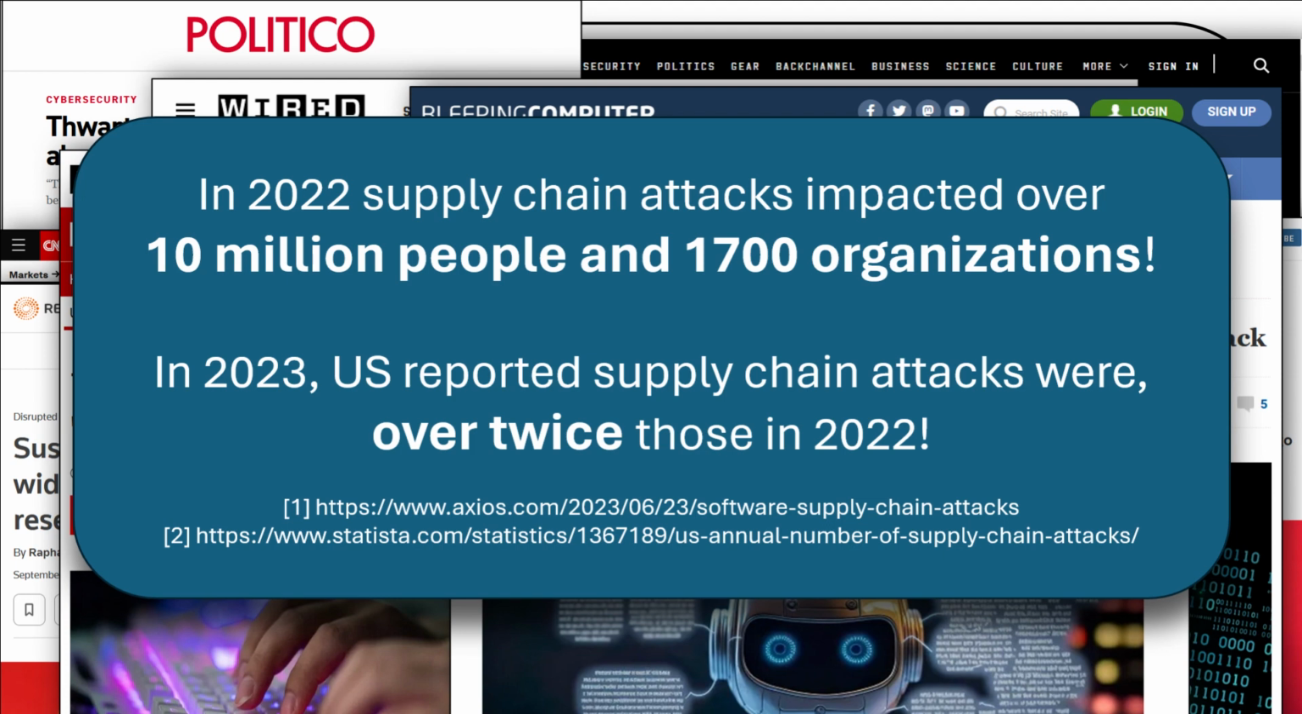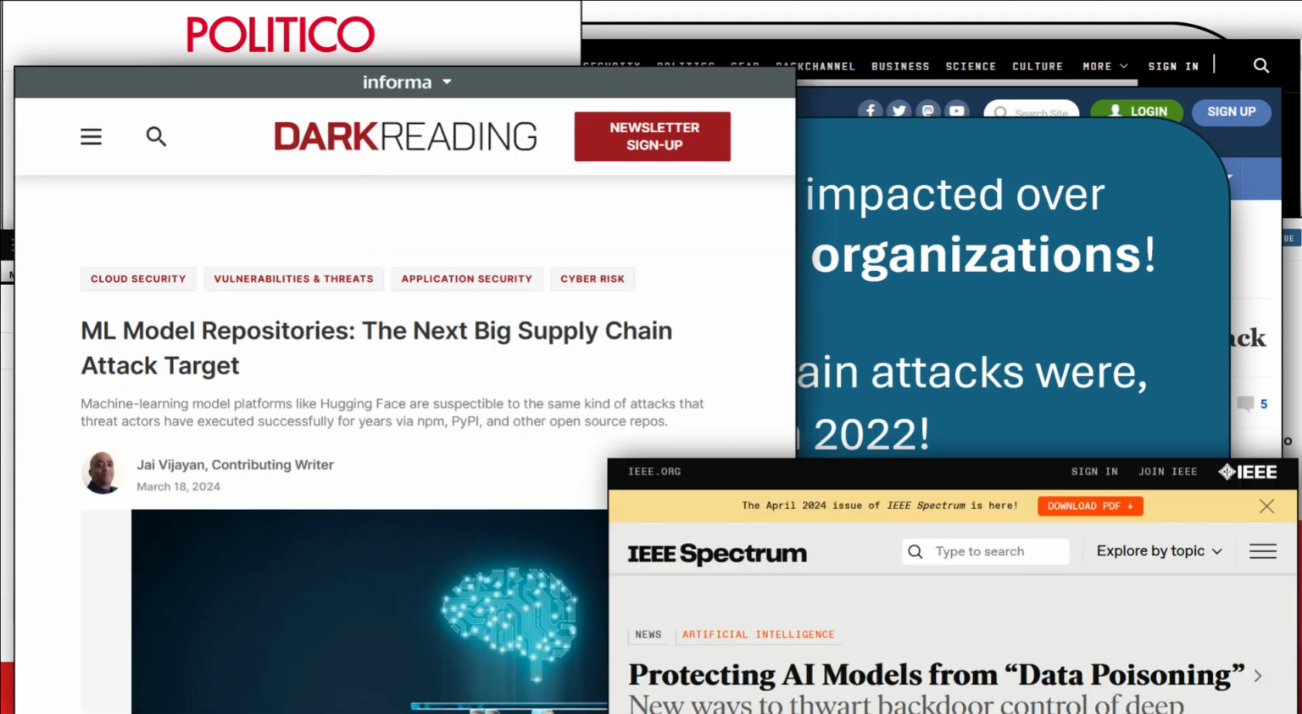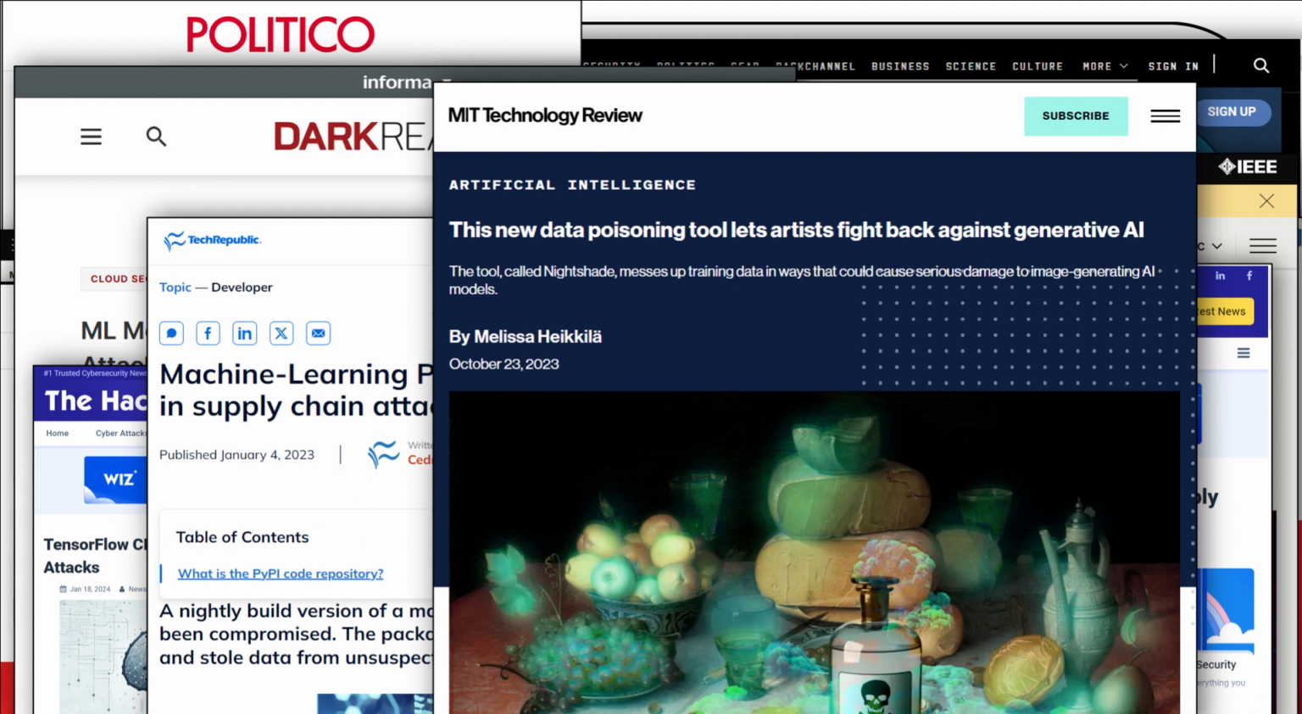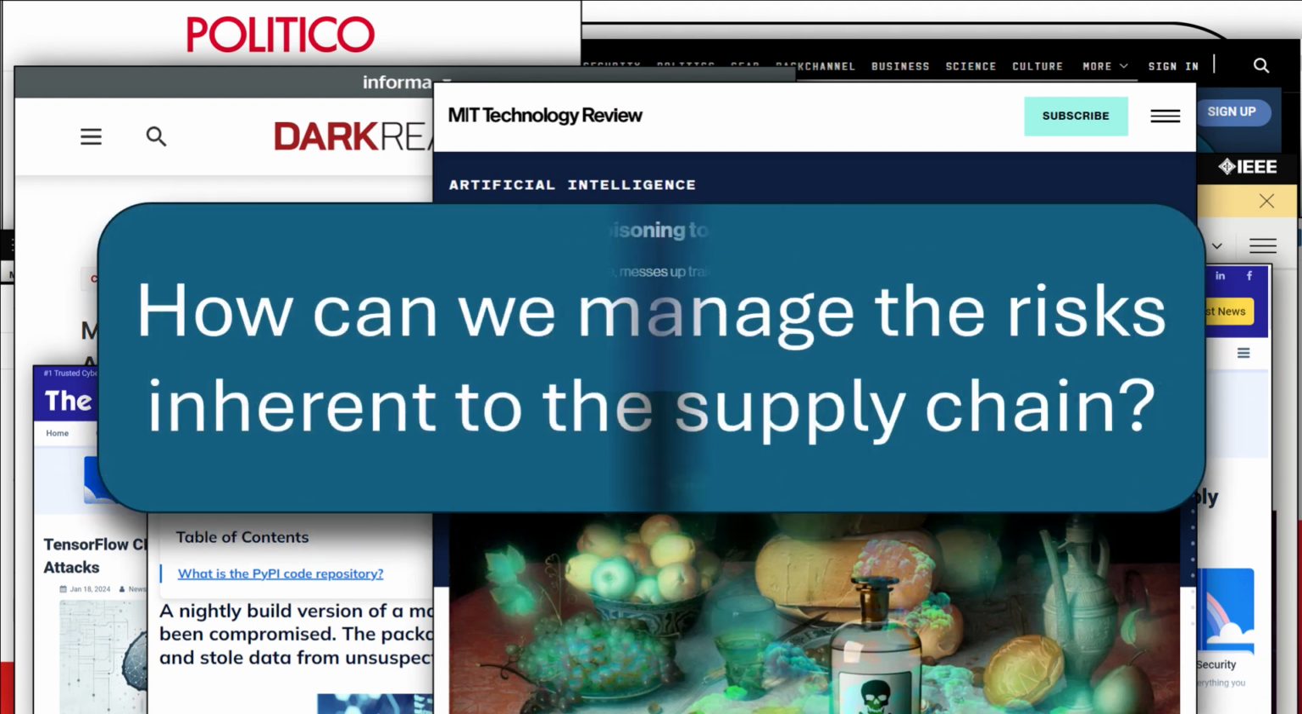And it's not just the traditional software supply chain that's being impacted. It's also the emerging machine learning supply chain, as we can see by all of these articles on the screen. So what can be done? How can we manage all of the risks that are just inherent to the supply chain?